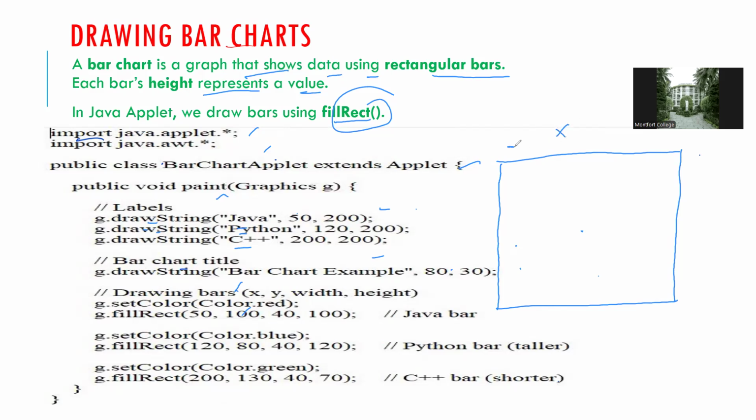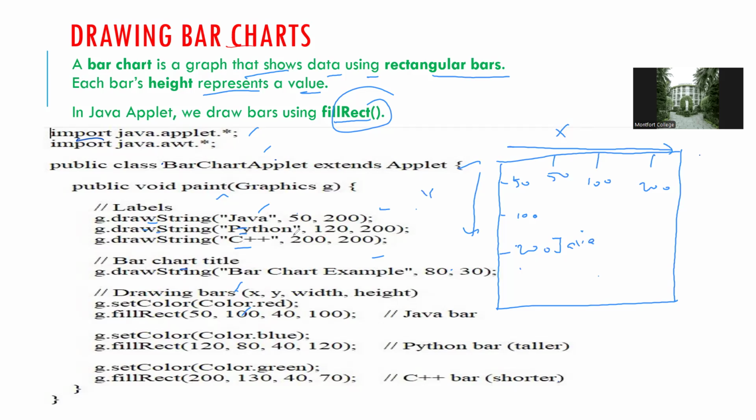So the x-axis, I told you, is horizontal here, the y-axis vertical here. So let me start with 50 here, 50 here, 100 and 100, 200, 200. Okay. So first we have Java. So Java 50, 200. So 50 here, 200 here. So Java will come here.